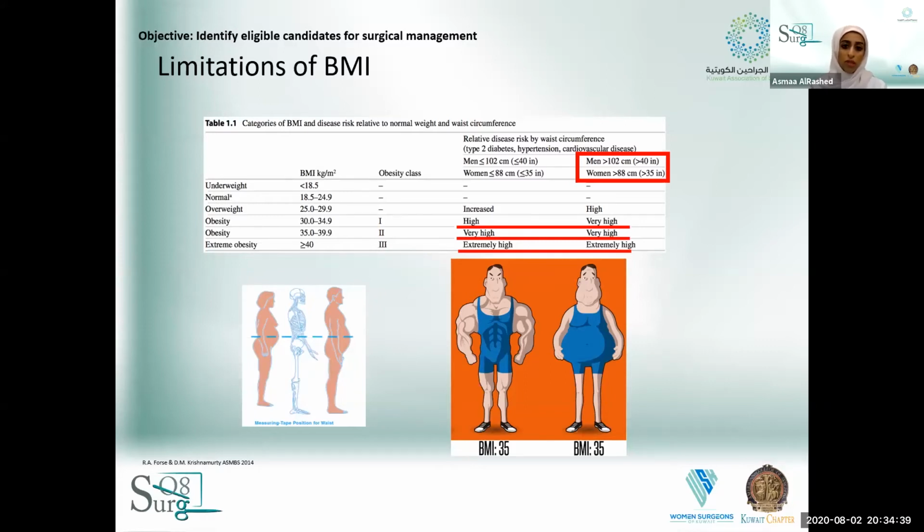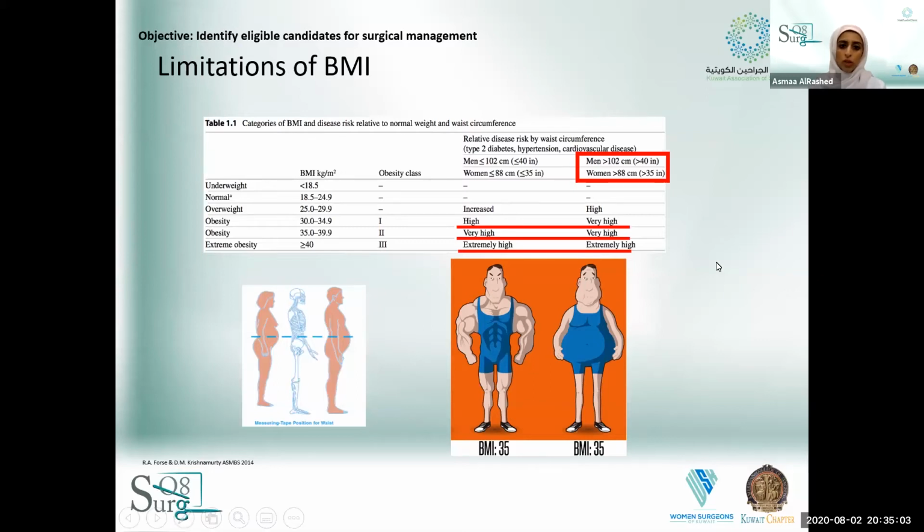Would you operate on the muscular guy? Hamad, would you operate on this guy? No, you won't, right? Because the weight in this person is actually muscle and not, for example, fat. So one of the most important things is that BMI is important for screening. BMI is good to scan your patient, but your decision for surgery would not be based only on BMI.